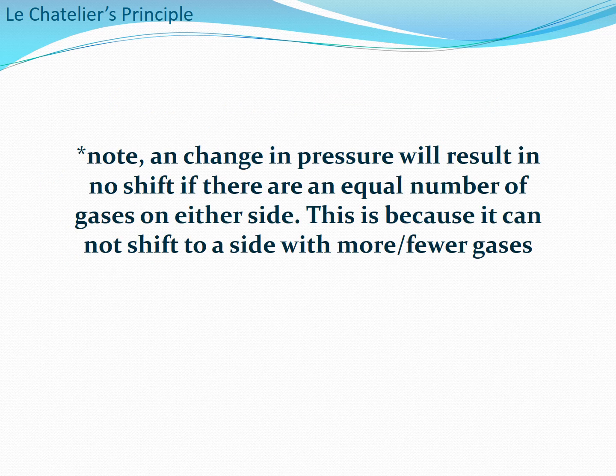Now make a note to yourself that a change in pressure will result in no shift if there are an equal number of gases on either side. This is because it cannot shift to a side with more or fewer gases.